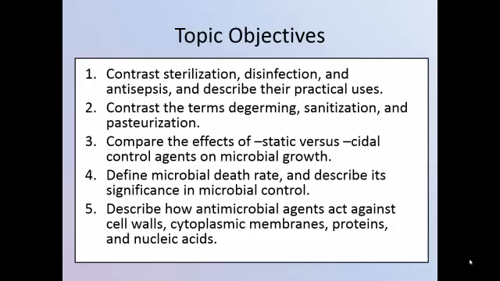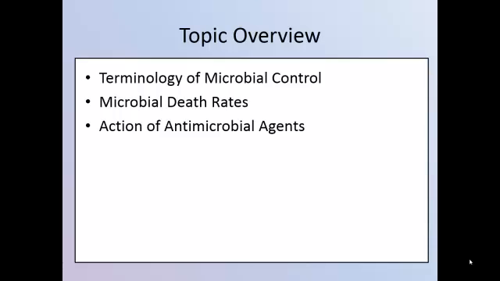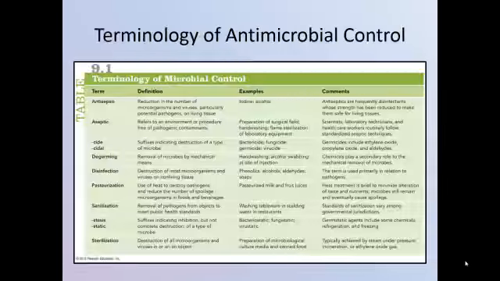Describe how antimicrobial agents act against cell walls, cytoplasmic membranes, proteins, and nucleic acids. The overview for this topic is we're going to be covering the terminology of microbial control, microbial death rates, and the action of microbial agents. First, let's talk about the terminology of antimicrobial control. You will need to learn all of the terms in this table from the book. It's a very good table. But let's go over some of the terms in more detail.